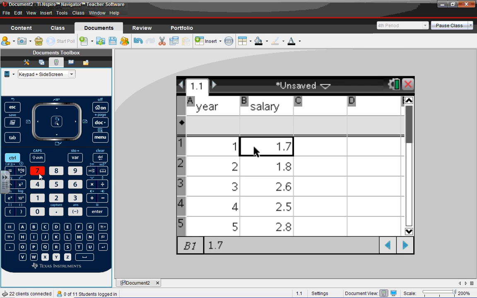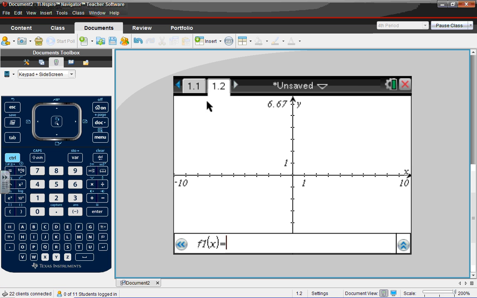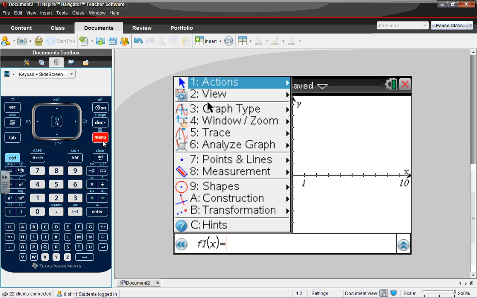Control doc. Control doc, I'm going to do a graphs page. However, I'm on function notation here. Do I want function notation? What do I want? We did, but I'm going to just take this route because this is where we're going to do everything out. Okay? Over here, I'm going to do graph type. I'm going to do scatter plot.